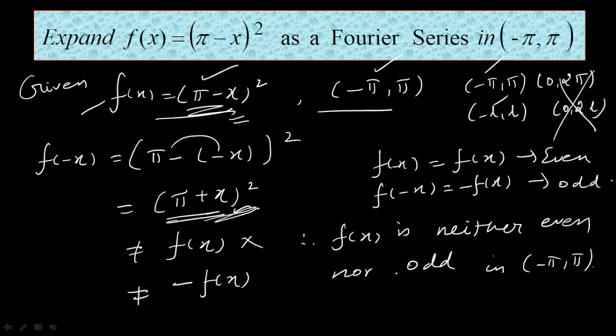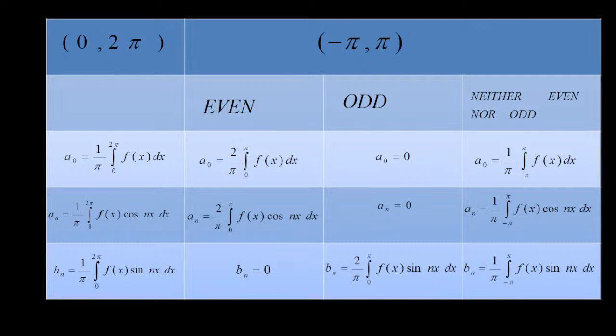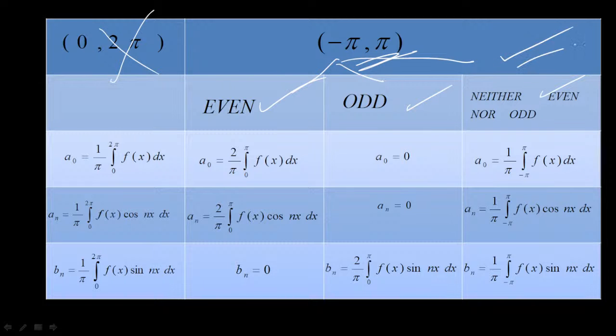So in that case, we have a separate formula for calculating the values of a naught, an and bn. So I list all the formulas here. Leave the pi formulas, which are 0 to 2 pi. Here we are dealing with the function in the interval minus pi comma pi. For minus pi comma pi, we have three cases: if it is even, odd, or neither even nor odd. So we are under this case, isn't it? If it is neither even nor odd, we can calculate the values of a naught, an and bn. For that we make use of these formulas.